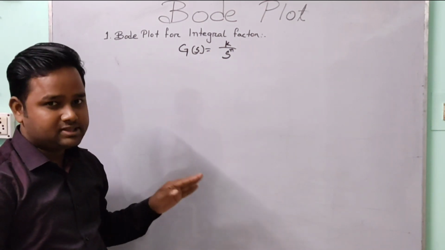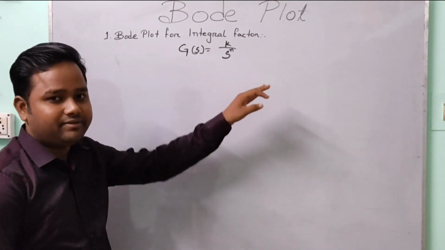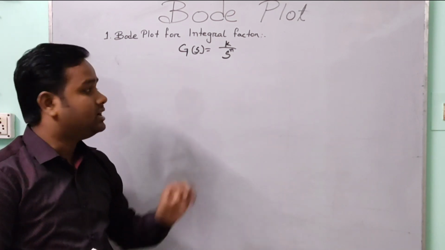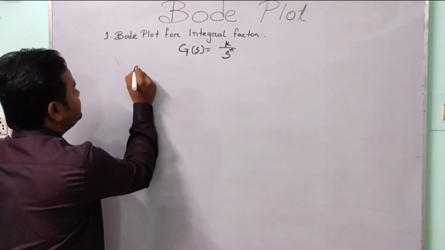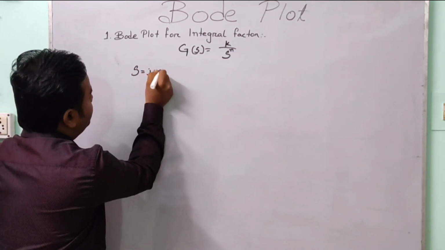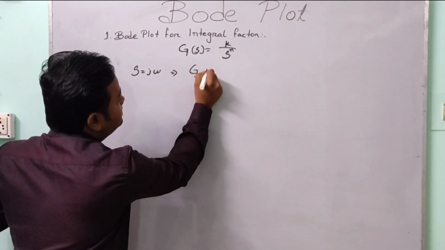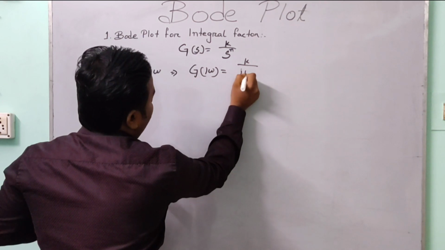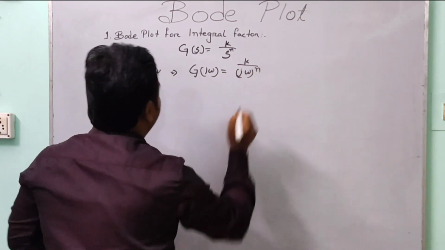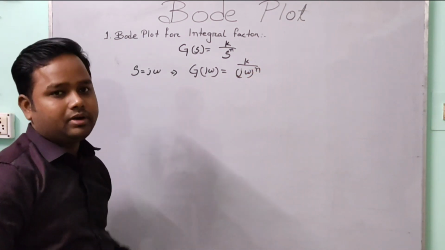Next question is G(s) = K/s^n. Here the first step is to find the transfer function, which is already given. Next step is we have to put s equal to jω. So s is equal to jω, that implies G(jω) is equal to K divided by (jω)^n.